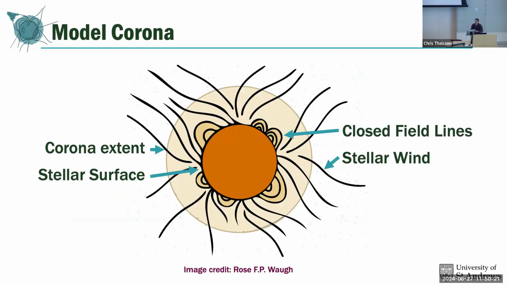So what I'm going to do is model just the corona, from the surface of the star up to the extent of the corona. And I'm defining the extent of the corona here as the imaginary sphere beyond which all field lines are open. So within that, we have closed magnetic field lines and open magnetic field lines, and beyond that, everything is open. This is a different definition than, say, looking at the Alfvén radius, and is typically going to be inside that.